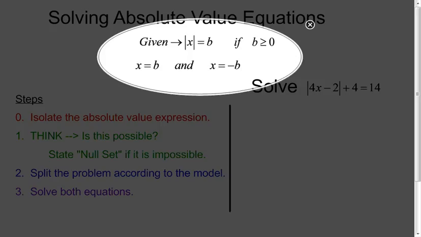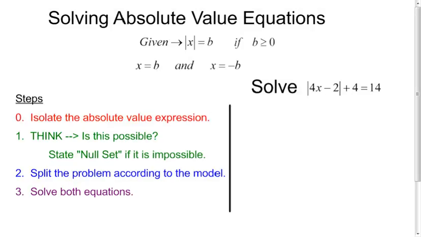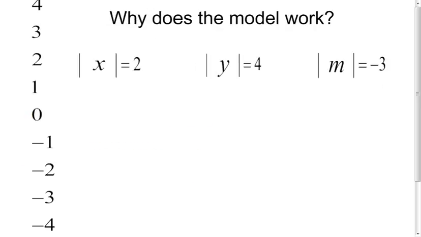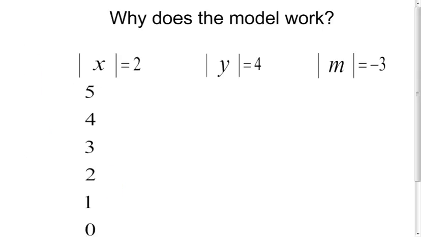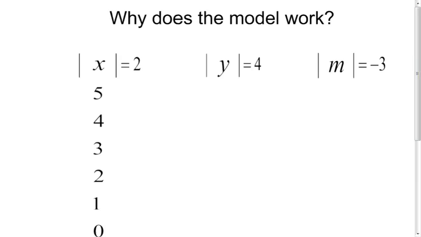Before I start doing some examples and working through some of the steps I designed, I want to talk about this model in a little more detail. Let's take a look at this slide. These three examples say the absolute value of x equals 2, the absolute value of y equals 4, and the absolute value of m equals negative 3. Before we go anywhere with this, let's imagine we're just going to guess and check here. I'll take out the letter and run through some numbers and see if it works.